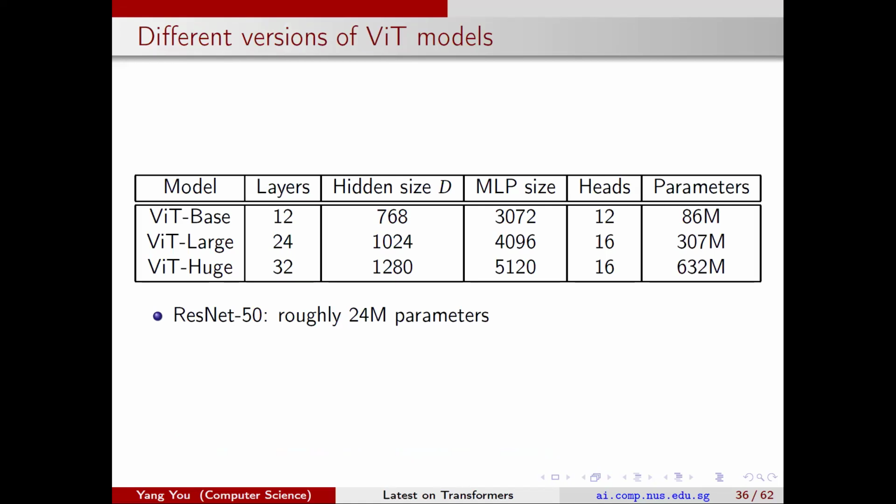Now, let me show you different versions of ViT or vision transformer. So we know ResNet 50 has roughly 24 million parameters. How about the ViT? So the author gave us 3 different versions of the ViT. You see that that's the hidden dimension size. That's MLP size. That's number of heads. And that's the full number of parameters. So ViT has more parameters than ResNet 50 at least.